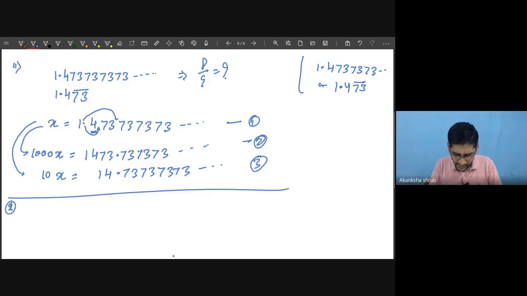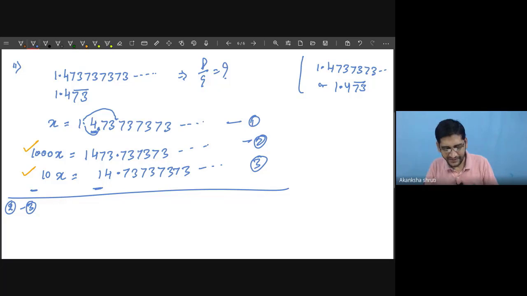So 2 minus 3. This is the equation. You can just draw the line. You can put the negative symbol here and negative symbol here. Which one are we considering, students? We are going to consider these two, this and this. So 1000 minus 10, how much does it become? 990 x. Now, the decimal is always placed at the decimal place.